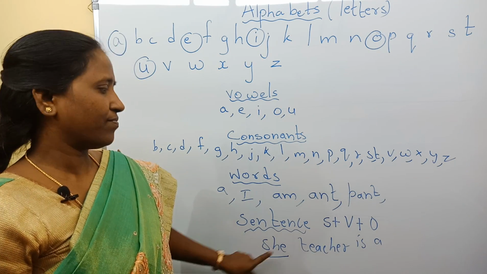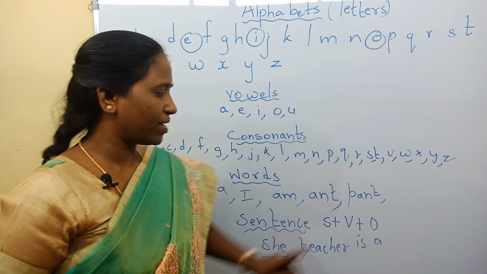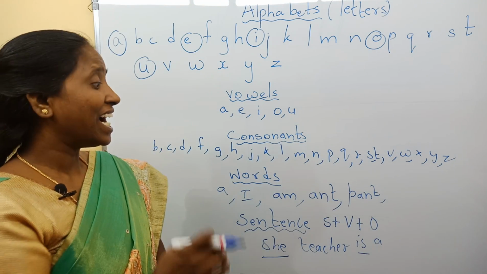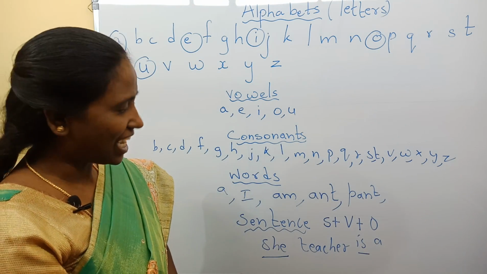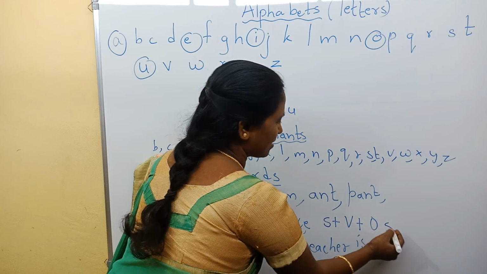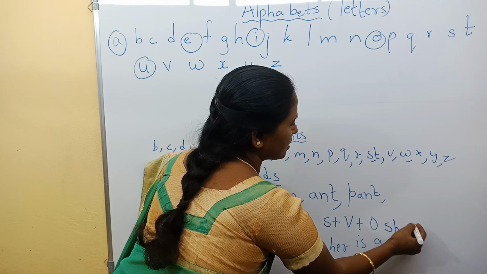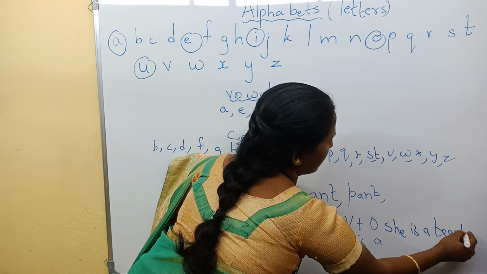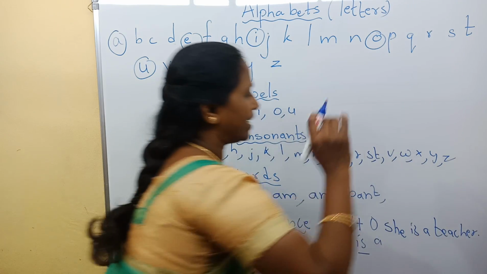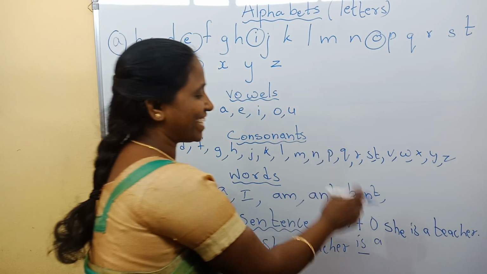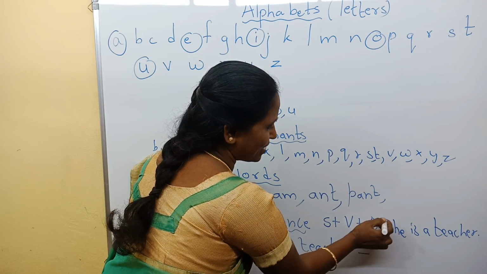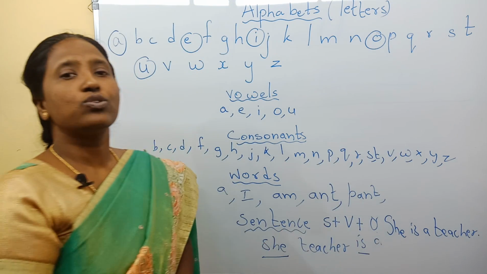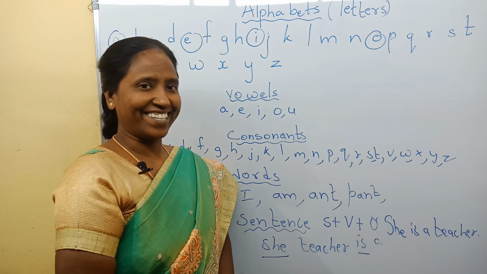Then what is the verb? Is. She is a teacher. A teacher is the object. So the words kept in a proper order is called a sentence. And here you have an error. This is the first letter, so you should write it as a capital letter.